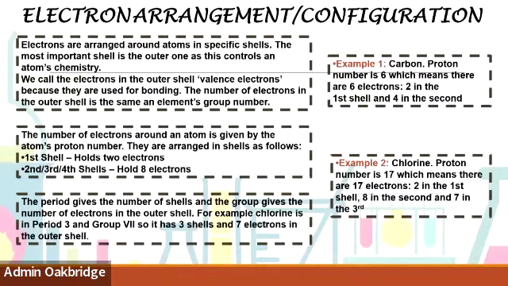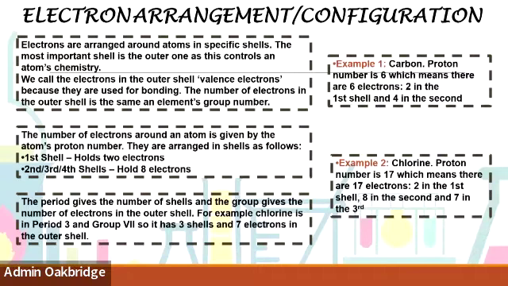For example 1, carbon, the proton number is 6. How do I arrange the electronic configuration? The first shell must have 2 electrons and my last shell must have 4 electrons. Combining all together, I will have all 6 electrons, right?